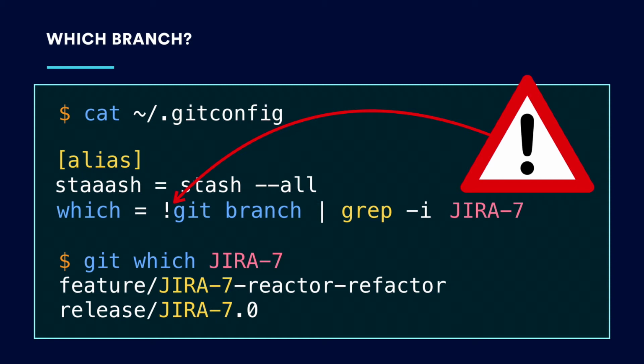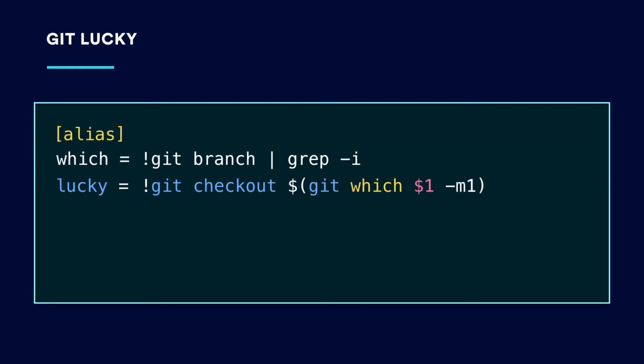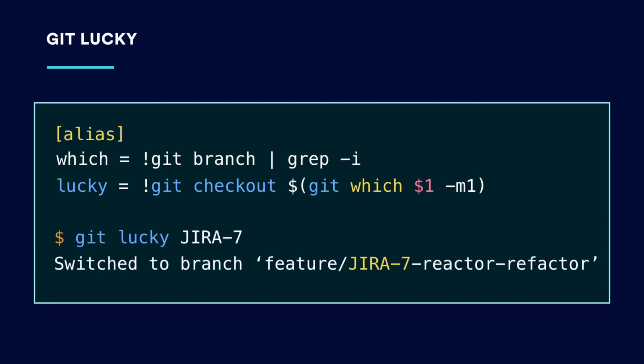So let's take our git which alias and do something a little bit more cool with it. So let's build another alias, which I'm calling git lucky. Now git lucky actually uses a subshell to invoke our git which alias. And what lucky does is actually search for a branch that contains that string and then check out the first branch that matches. So it's a little bit like I'm feeling lucky search on Google. So you'll see here we've got a subshell which is invoking git which, and then that output is being passed on to the git checkout command.